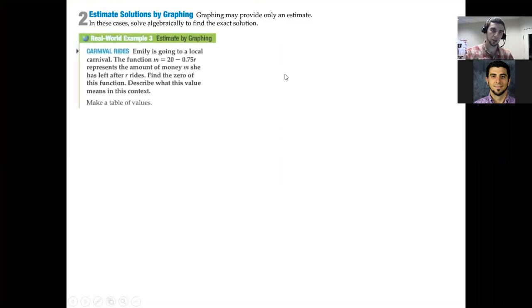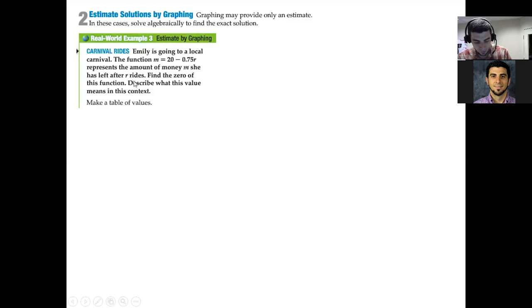So here's the situation. Emily is going to a local carnival. The function m equals 20 minus 0.75 r represents the amount of money m she has left after r rides. Find the zero of this function. Describe what this value means in the context. So the first thing we can do is make a table of values.